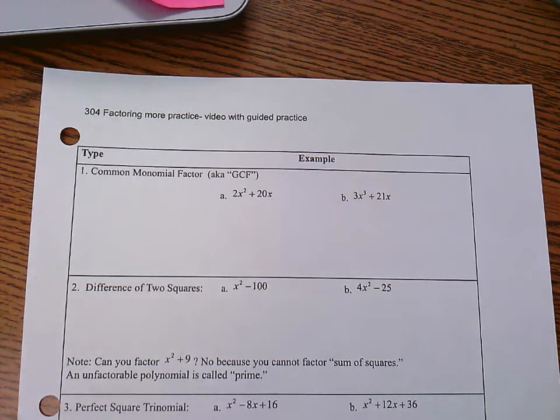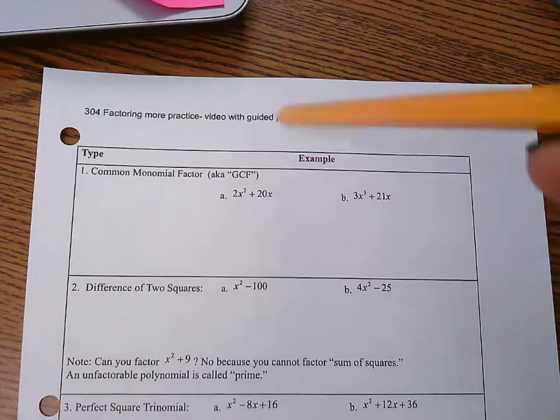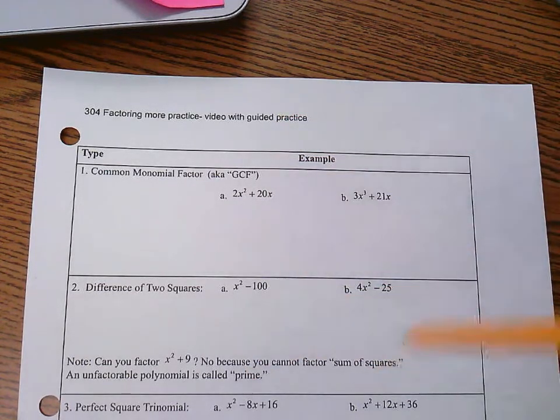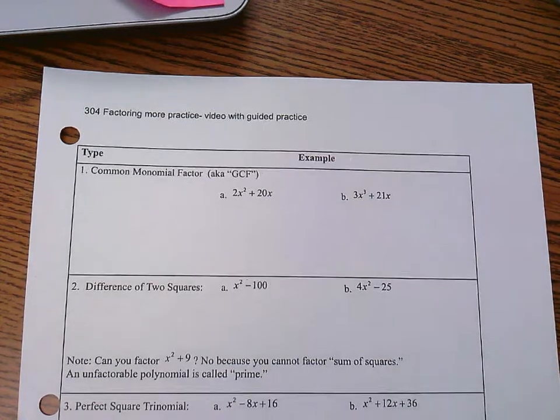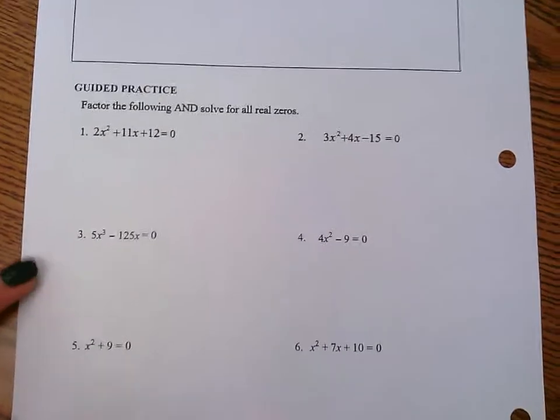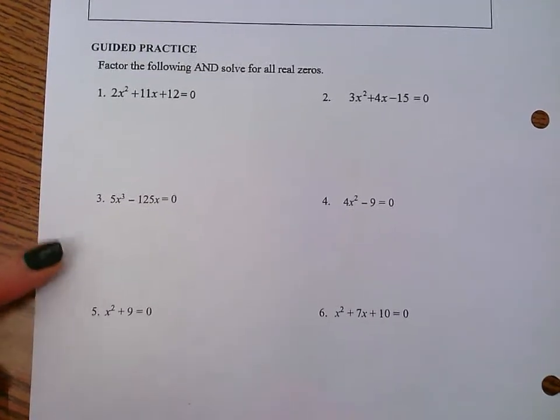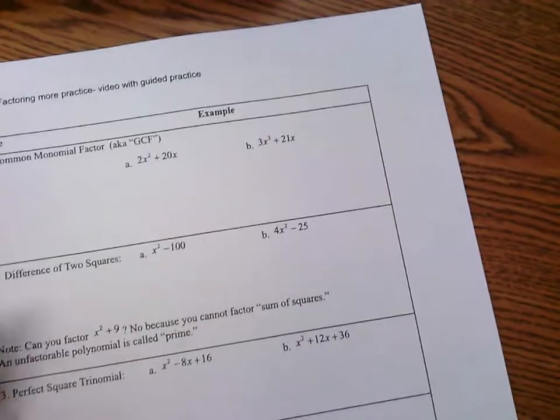All right, so we're going to do 304 today, factoring more practice. I'm going to do the left side and pause, and then have you try the right side, all the B's. And when we get to the back, you've just got this guided practice 1 through 6 to try on your own and submit through Google Classroom.